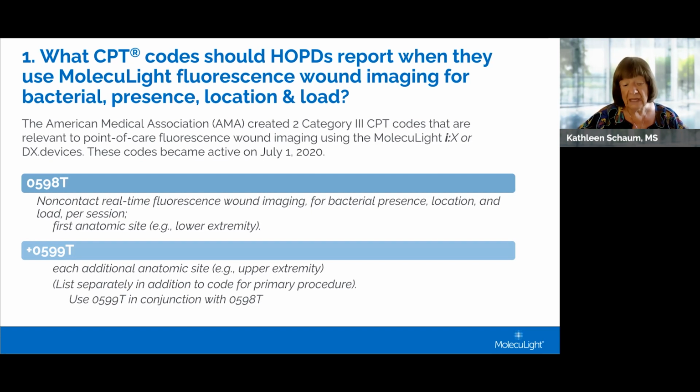Now, the CPT manual reminds us that add-on codes, such as 0599T, should be reported on claims separately in addition to the base code 0598T. For example, if images were taken of 2 ulcers on the same patient, one on the leg and the other on the foot, the HOPD should report 1 unit of 0598T for the first anatomic site and 1 unit of 0599T for the additional anatomic site.